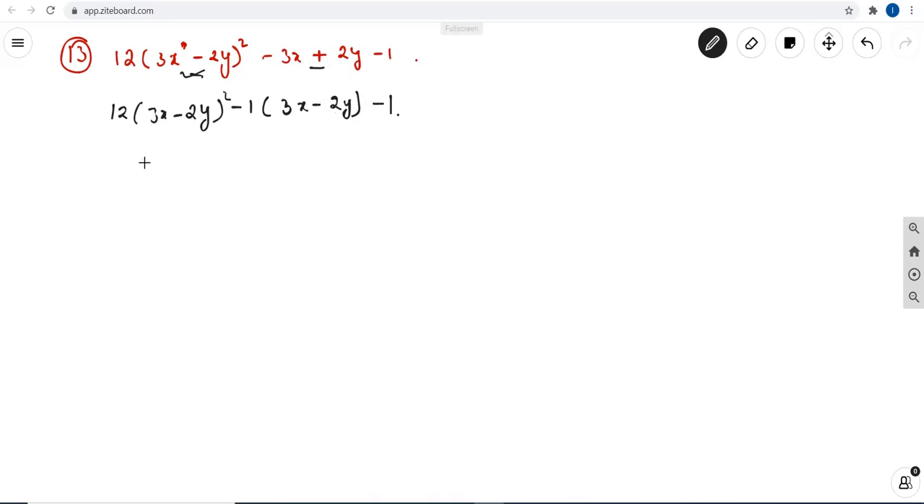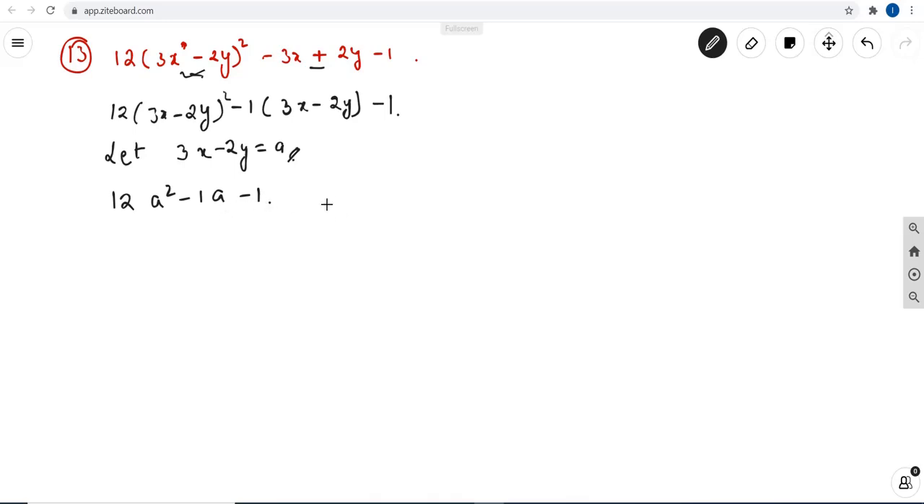Okay, so now what is next step? Next step what I can do is let 3x minus 2y is equal to a. I will take it as a. Now this one I'm going to substitute in the above equation. So this becomes 12a square minus 1a minus 1. Okay, so this becomes a quadratic equation.